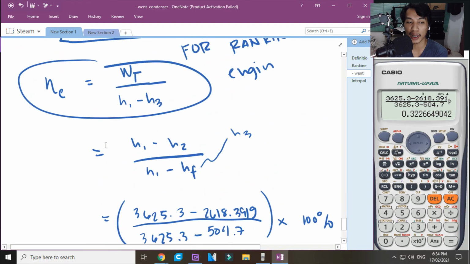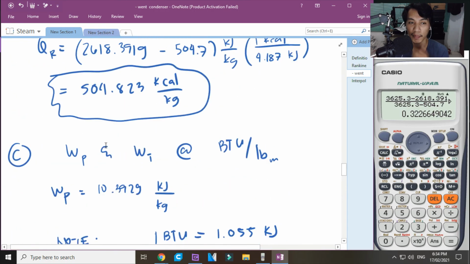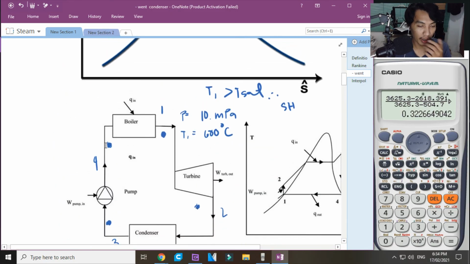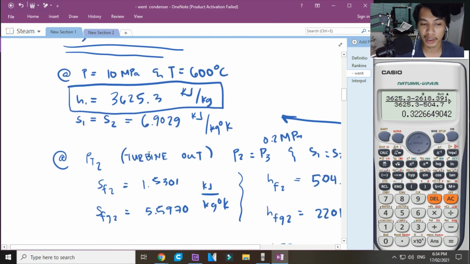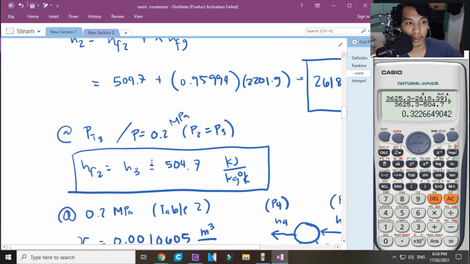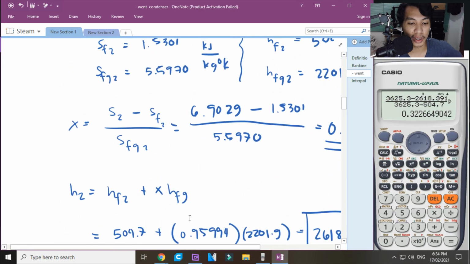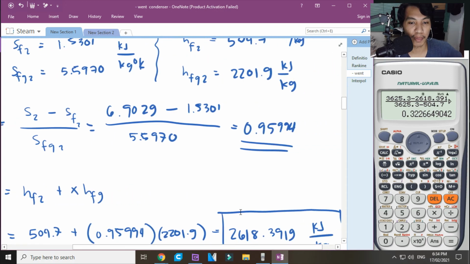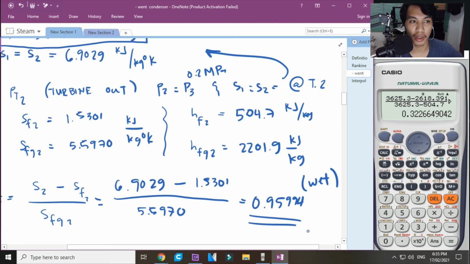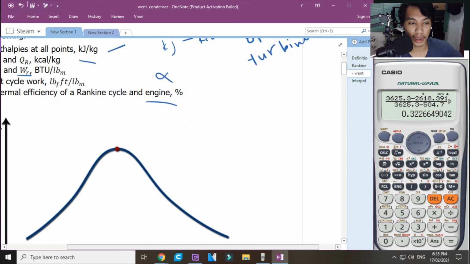Now for the plotting. Plot na natin yung tama. So, ang mga nakuha nating H dyan, masabi natin, may quality. Your quality is at 95%. So, that is in wet region. Plot natin dito sa inyong TS diagram, yung tama.